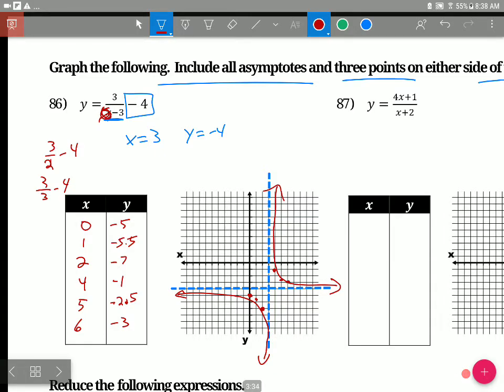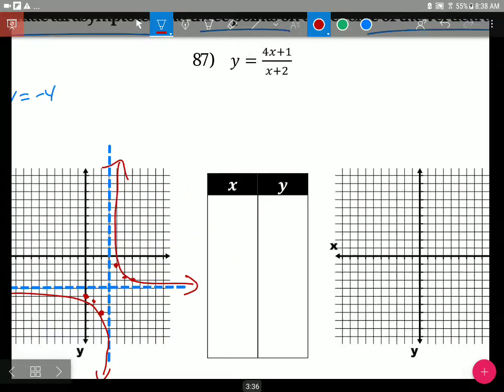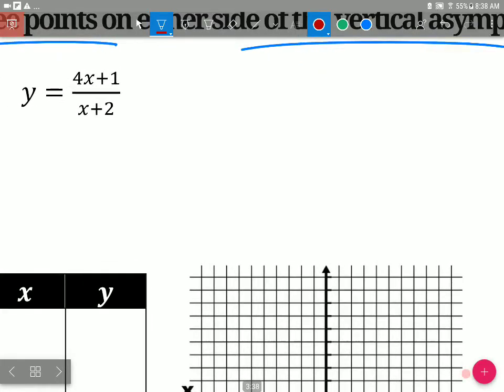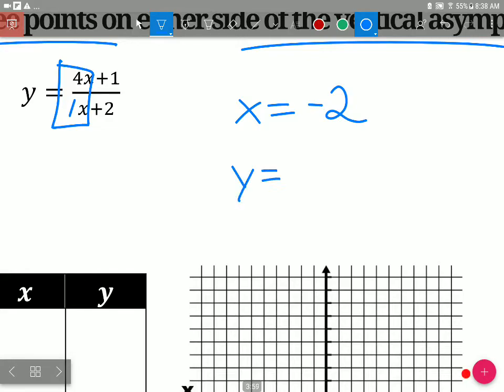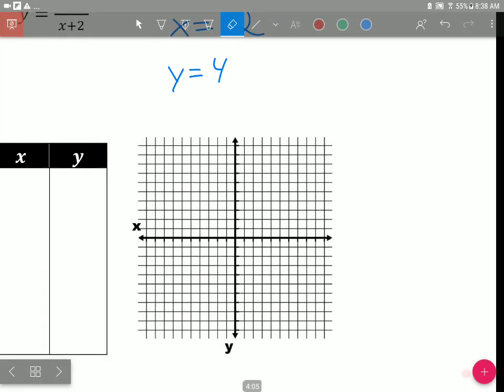87, same idea. Start with your vertical and horizontal asymptotes. Your vertical asymptote: well, x cannot be -2, because if I do -2 plus 2, it's 0. I cannot divide by 0. So x is not -2. That's my vertical. My horizontal, remember, if I got an x on top and bottom, I just pull off the leading coefficients. That's a 4 over 1, which is 4. 4 divided by 1 is 4.